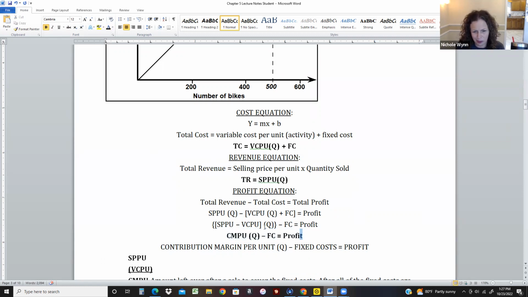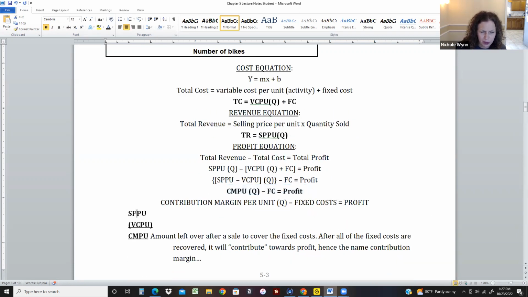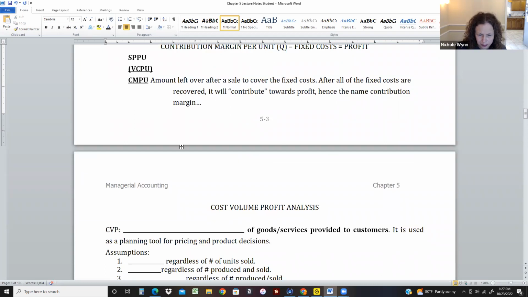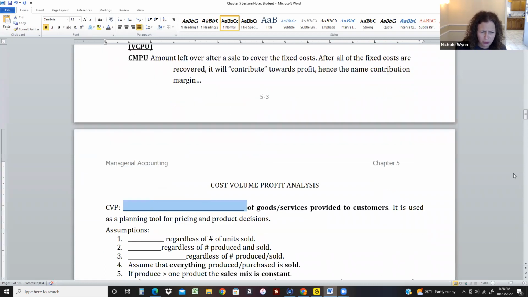I don't ever use this formula for anything, but it helps me understand the break-even formula, which I'm going to show you in a minute. As I'm looking at this, this is just a reminder that SPPU minus VCPU is CMPU. And what I want to show you guys is what it actually takes to break even. So cost volume profit analysis, that's what this chapter is all about.